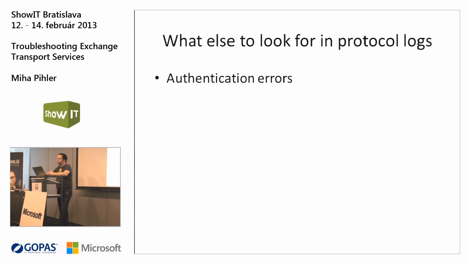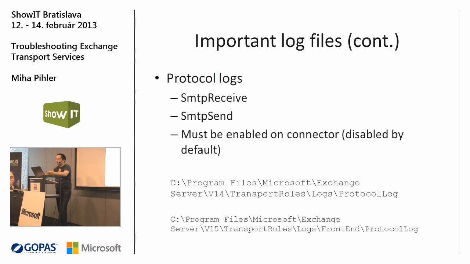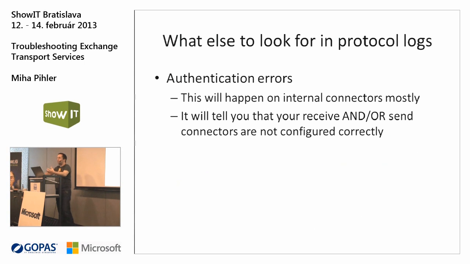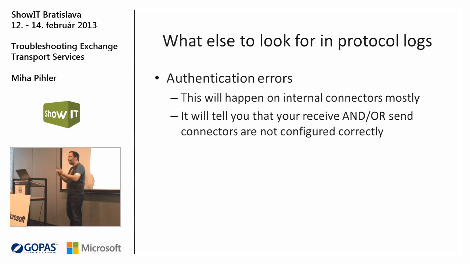What else to look into in protocol logs? One very common error is authentication errors, and you will see them in your protocol logs, the logs that I just showed you. Why didn't we see any authentication errors? Because we were looking at the external logs or connectors, and there is no authentication there. But internally, let's say you have 2 Exchange hub servers, and when they want to talk to each other, they will want to authenticate.